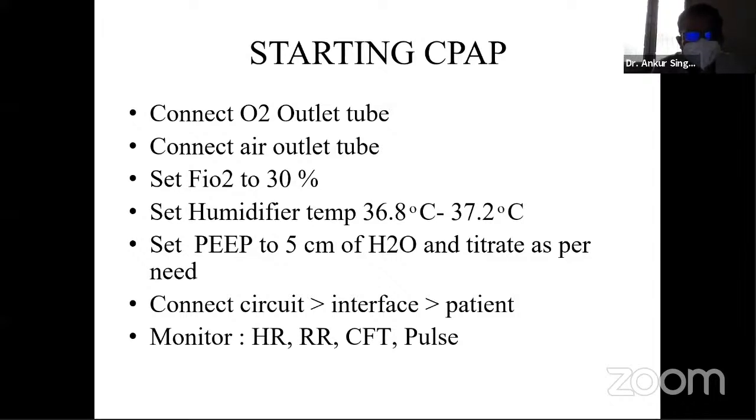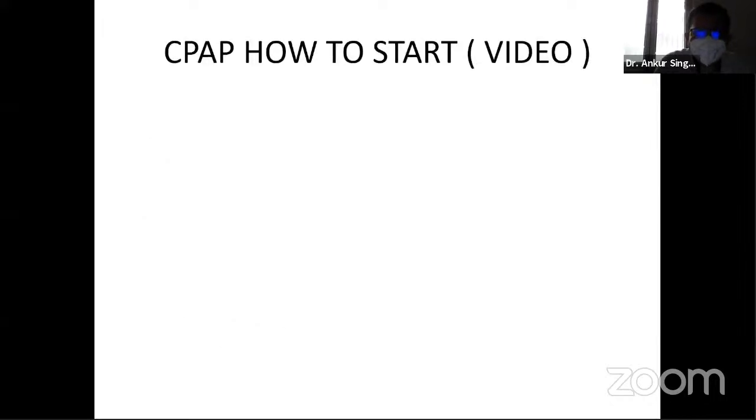We will stand by the side of the patient for the next 2 hours, and we will monitor heart rate, respiratory rate, CFT, pulse. There is a video which I think I will show you in the last, a video of the CPAP.